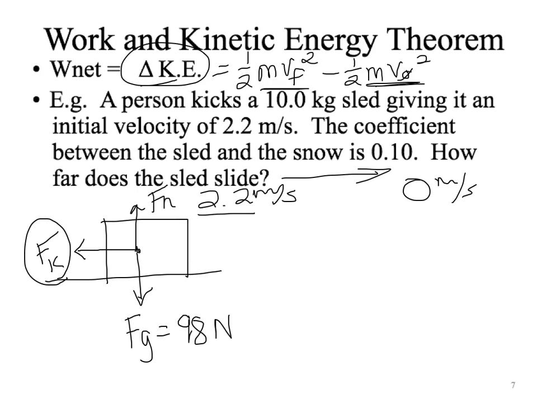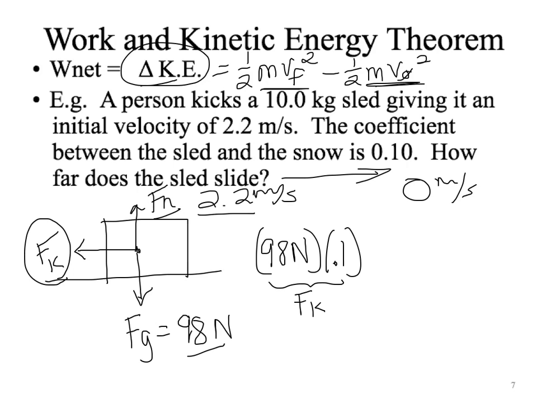I'm going to talk about the work done by friction. To get friction, I'm going to take that 98 newtons, that's my F sub n, and multiply it by 0.1, and that will be my F sub k. And the work that it does is that force times the distance. So now I've done the work done by friction, and it is going to be negative work because the sled is going to the right and friction's acting to the left.